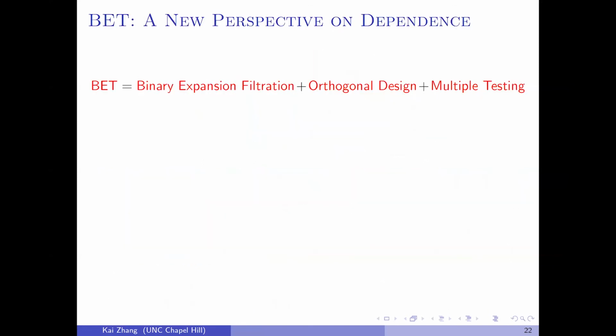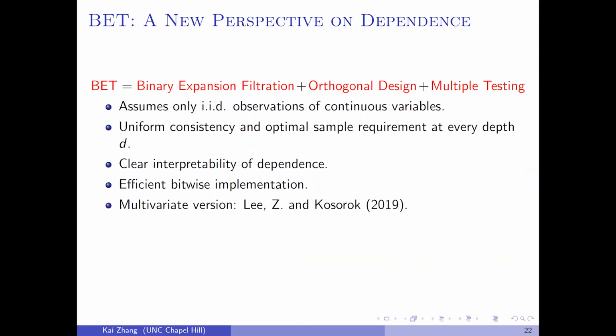So this is the conclusion page. BET offers a new perspective on non-parametric dependence detection. It's a combination of 3 classical statistical wisdom: binary expansion filtration, orthogonal design, and multiple testing. With only 2 main assumptions on IID samples and continuous variables, we can have uniform consistency and minimax optimal power. We can have clear interpretability and efficient computation. The multivariate version of the BET is available here.